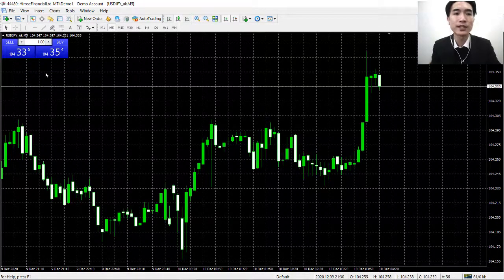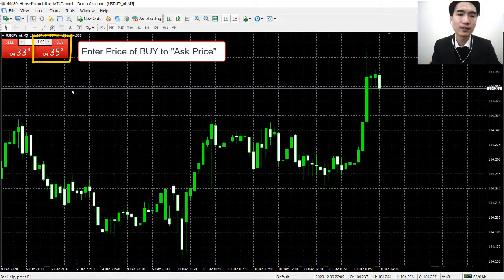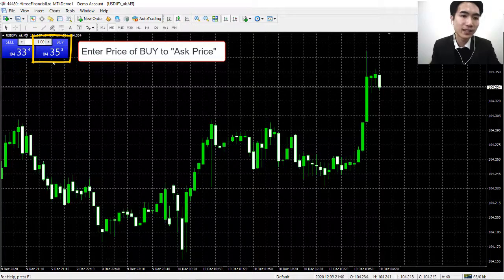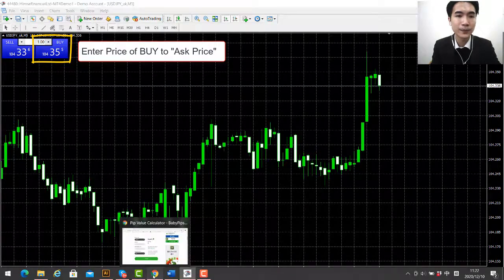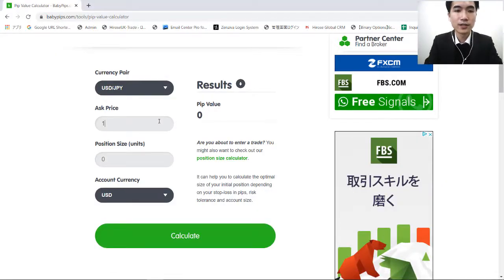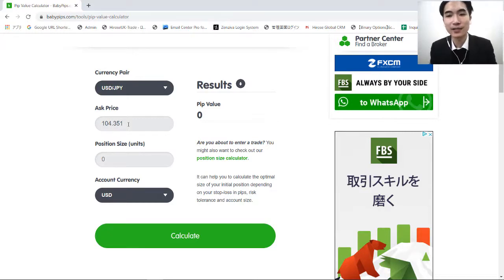Once we click on it, we will see two prices: a price for sell and a price for buy. The ask price is the price for buy, so we'll enter this price in the ask price. It's 104.35. Okay, we will enter 104.351. It doesn't have to be exactly the same as the current price, so roughly around this is okay. Now we have entered the ask price.